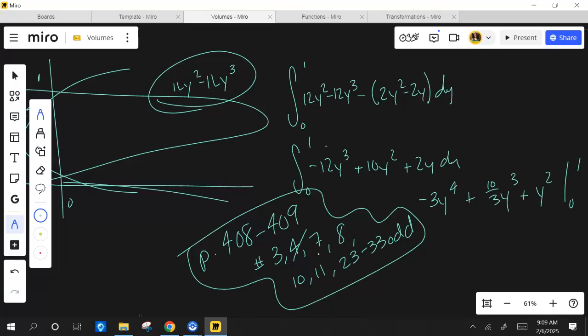They should be 3, 7. 7 is calculator. 8 is not, but that's really quick too. And 10. Once you get past 10, they're all calculator. All you got to do is set up the equation and plug it in your calculator. We already did 4.